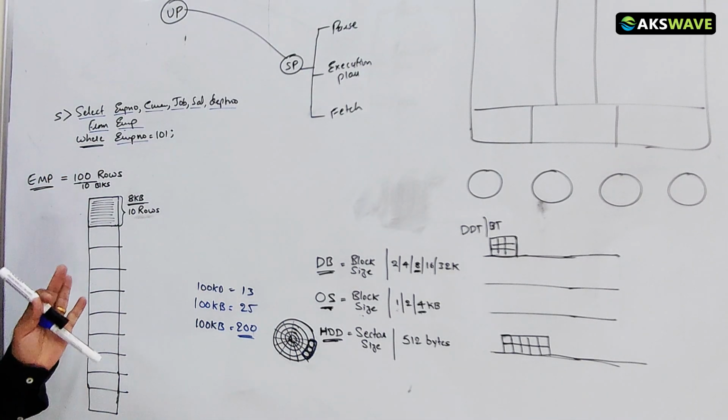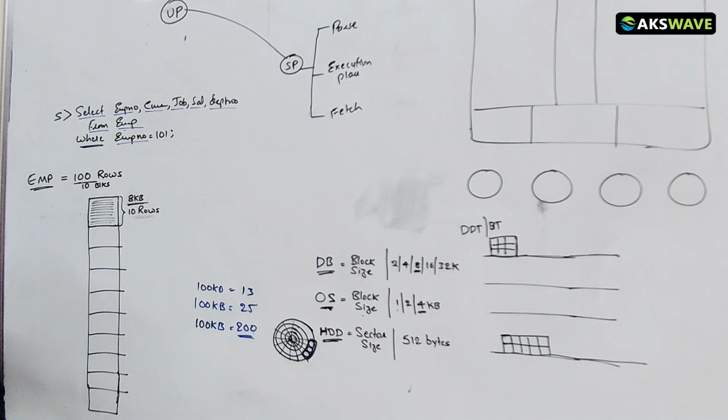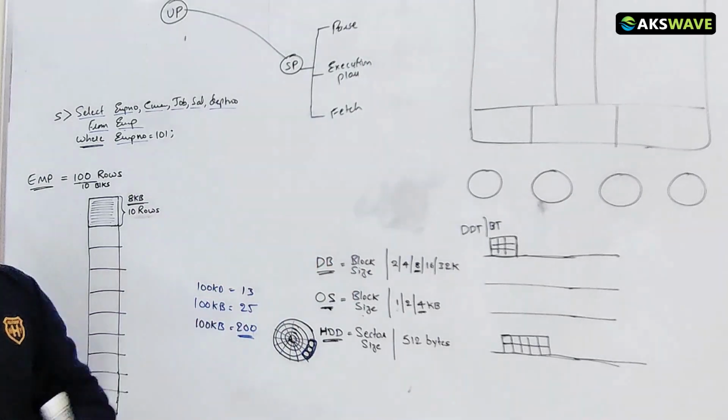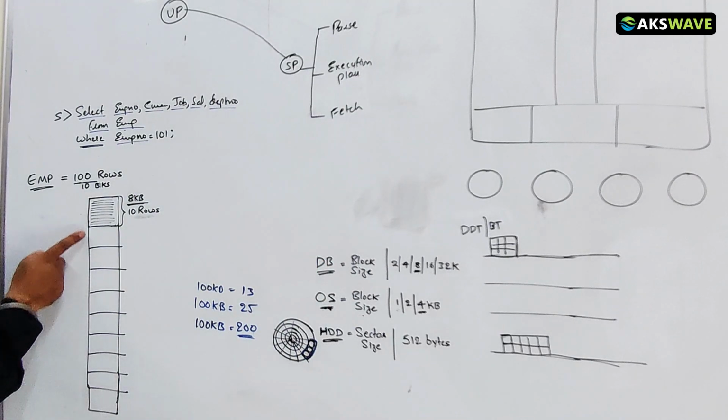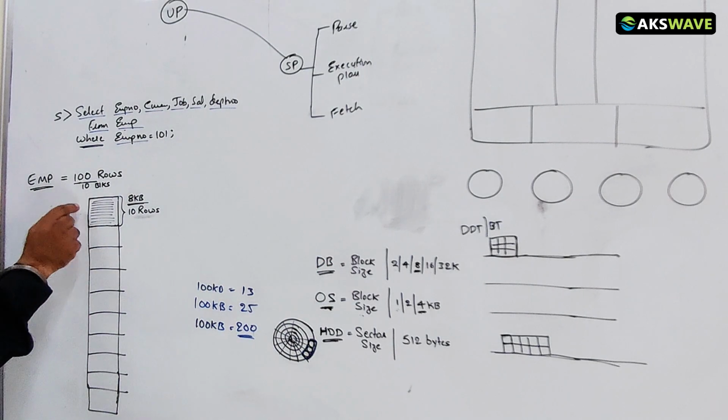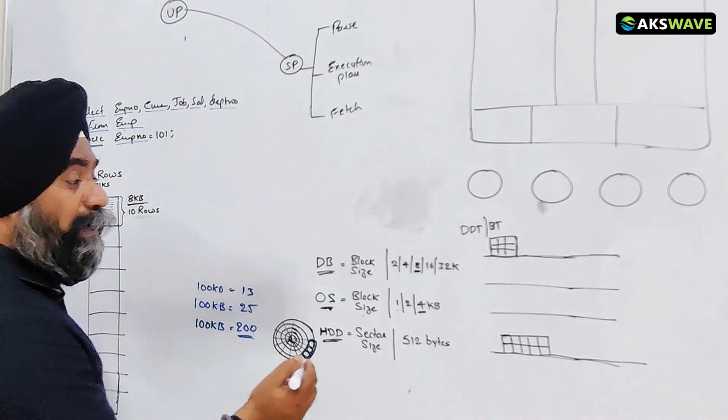Out of these 10? No, even I don't know. Even Oracle doesn't know that. So what happens in that case? It could be in any one of the blocks, so I have to search each block. So what will Oracle do here?